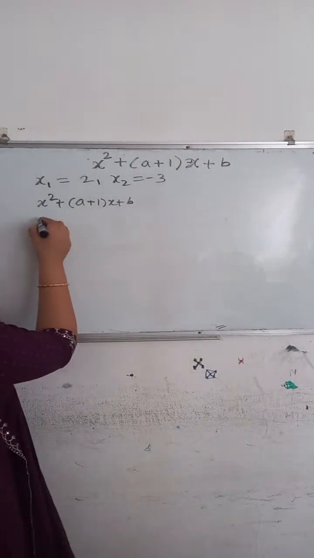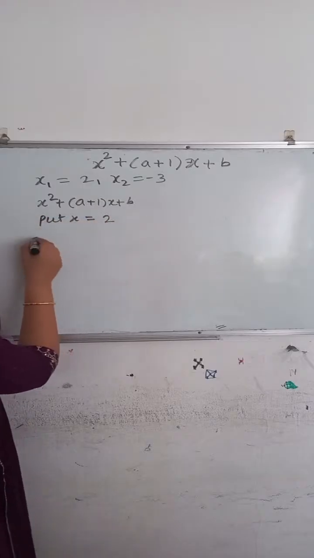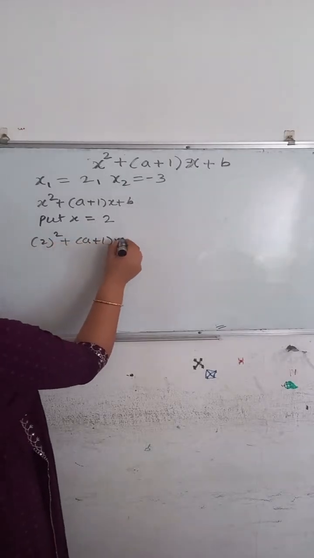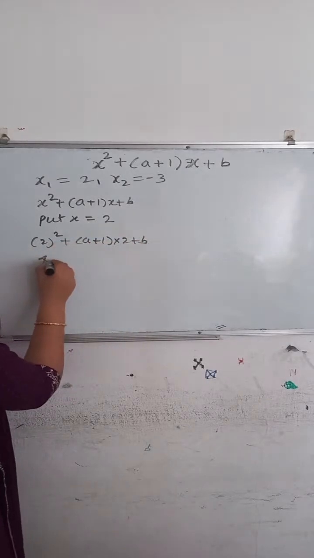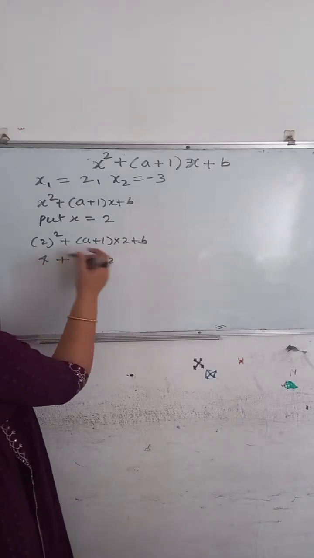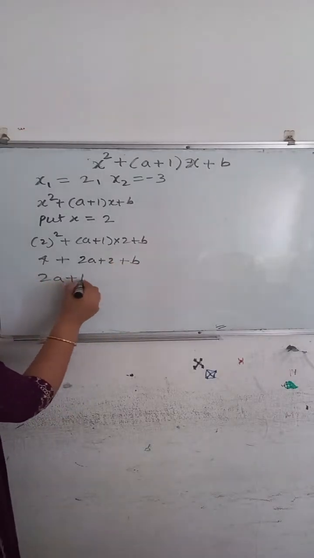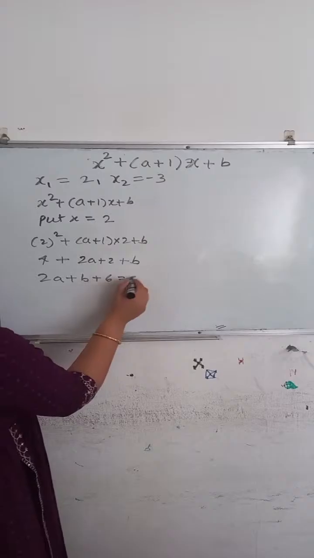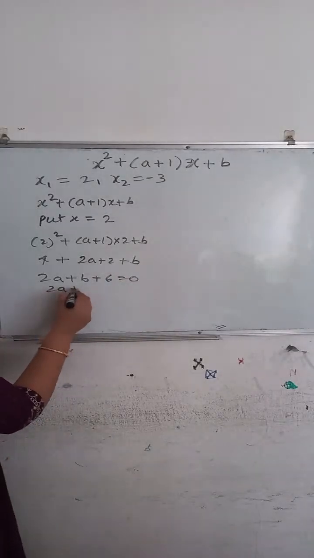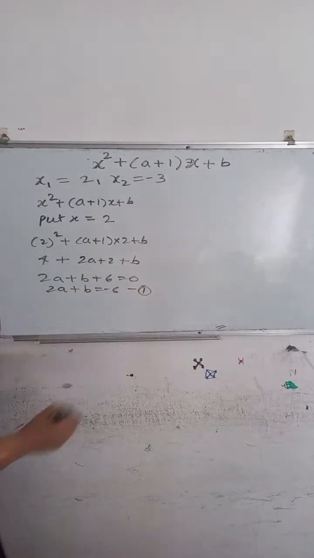Okay, so now put x is equal to 2 here. So 2 square plus (a plus 1) into 2 plus b. So 4 plus 2a plus 2 plus b. Okay, so I can write 2a plus b plus 6 is equal to 0. Getting this? Or you can write 2a plus b is equal to minus 6. This is my equation number 1.